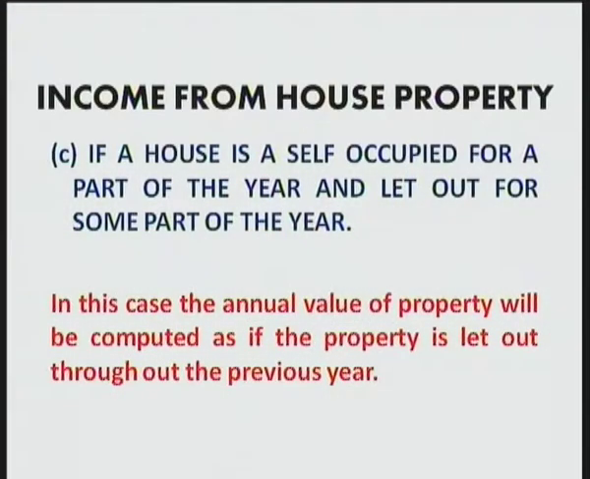Now the next situation is if a house is self-occupied for a part of the year and let out for some part of the year. Whenever the property is let out for some time in the previous year and remains vacant for some time in the previous year, in that situation the property is considered to be let out throughout the previous year, and the assessee has no benefit of self-occupancy in the previous year, and the annual value of that property will be calculated for the complete one year.